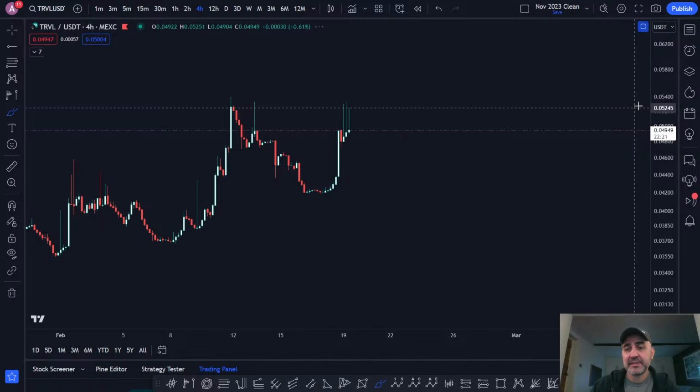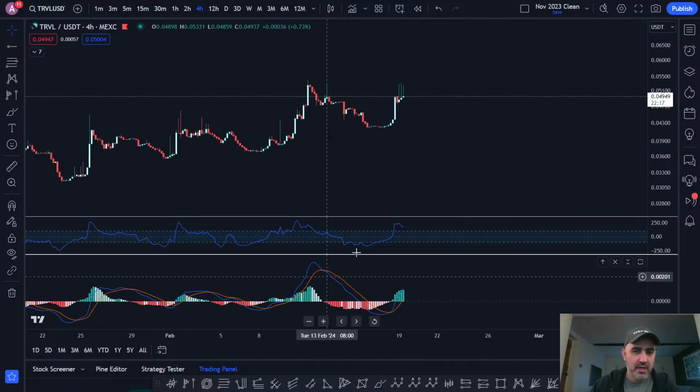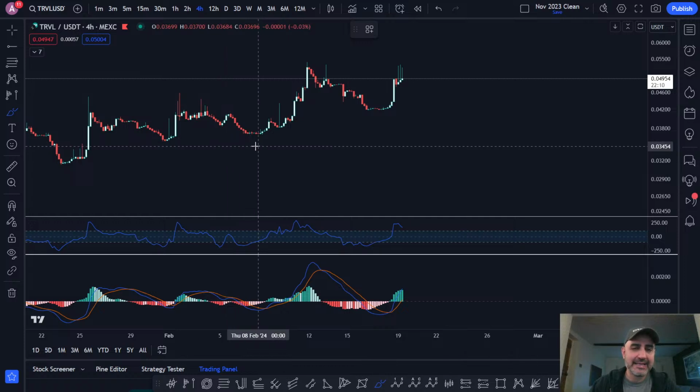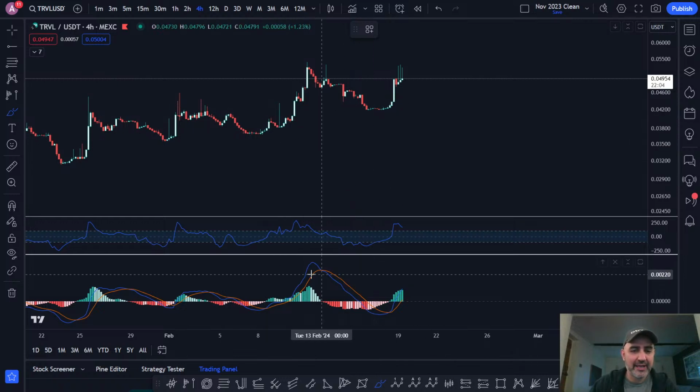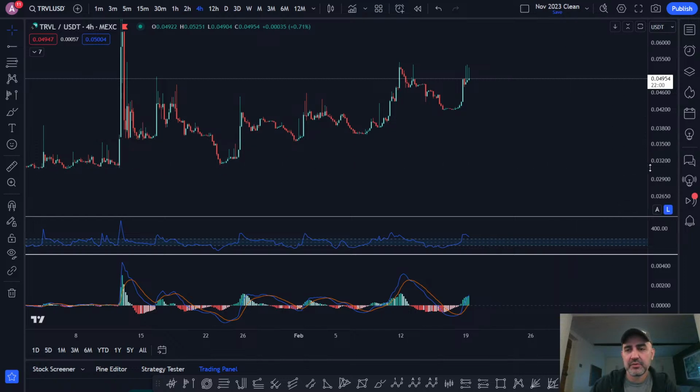So a few things to note. And the first thing is that this hidden bullish divergence was basically exactly as predicted. So I think we should bear that in mind. That was quite a good spot.